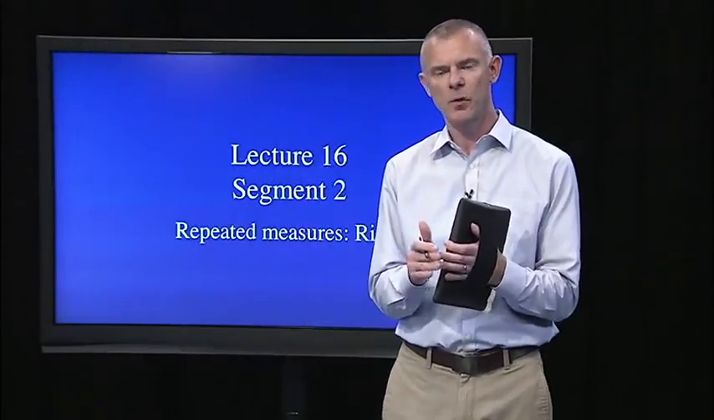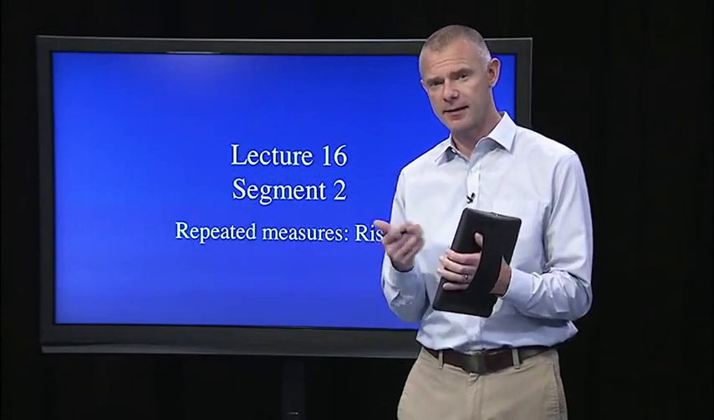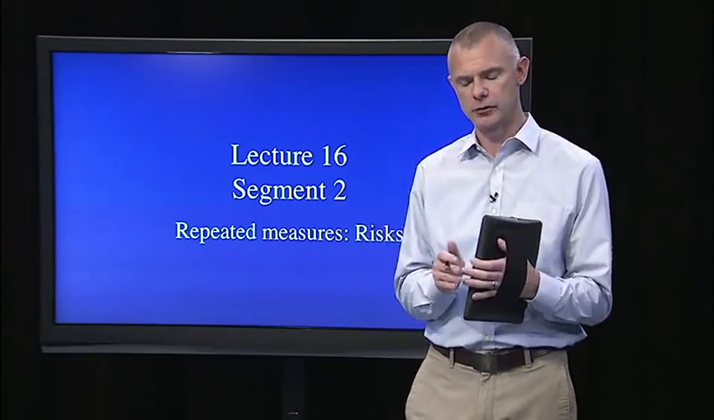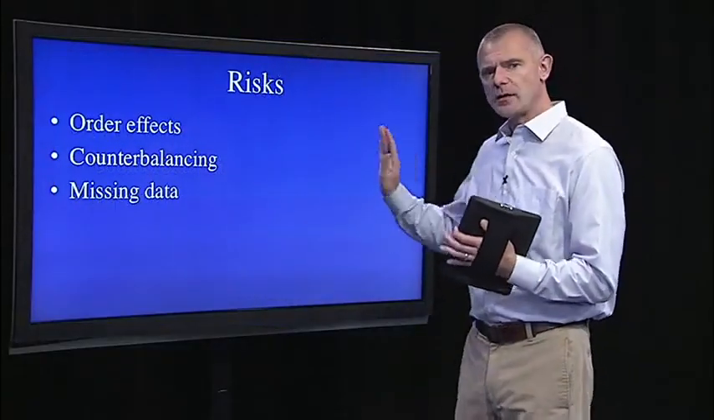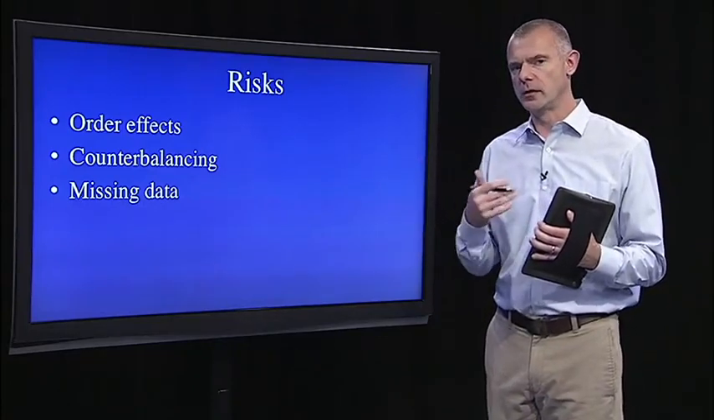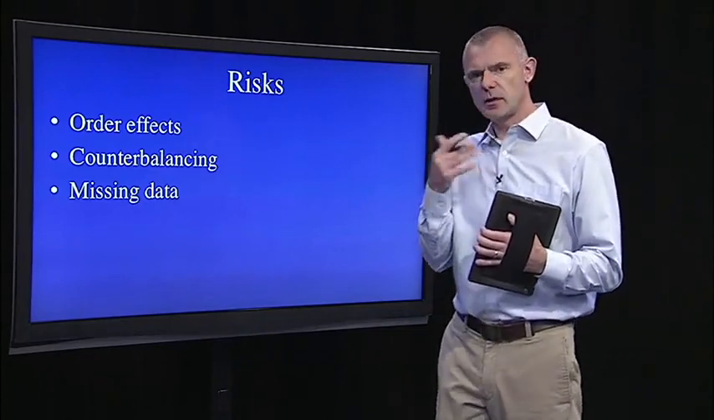Hi, welcome back. We're in the second segment of Lecture 16, where we're talking about repeated measures ANOVA. In this segment, we'll talk about some of the risks and limitations of doing repeated measures. I talked about the benefits in the first segment, and there are many, and we often try to employ repeated measures designs, but there are some complications.